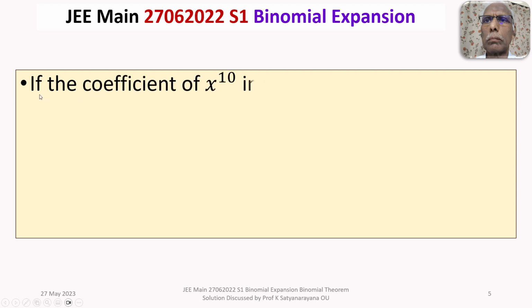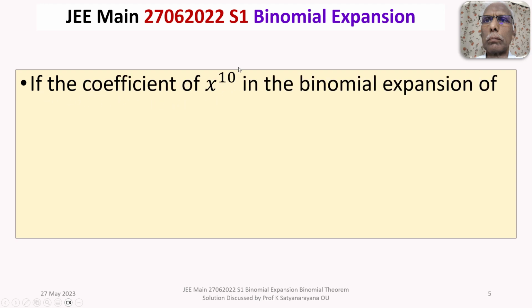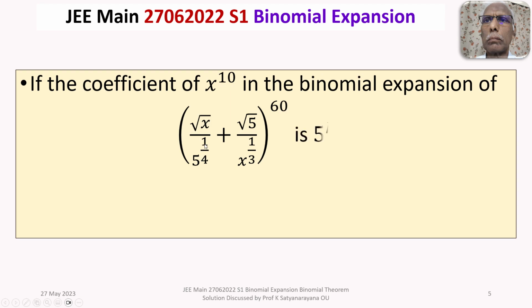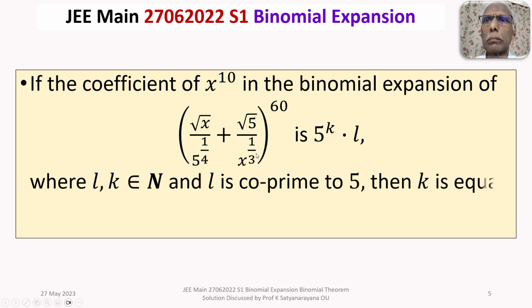The given question is: if the coefficient of x to the power of 10 in the binomial expansion of (root x by 5 to the power of 1 by 4 plus root 5 by x to the power of 1 by 3) whole to the power of 60 is 5 power k multiplied by L, where L, k are natural numbers and L is co-prime to 5, then k is equal to.